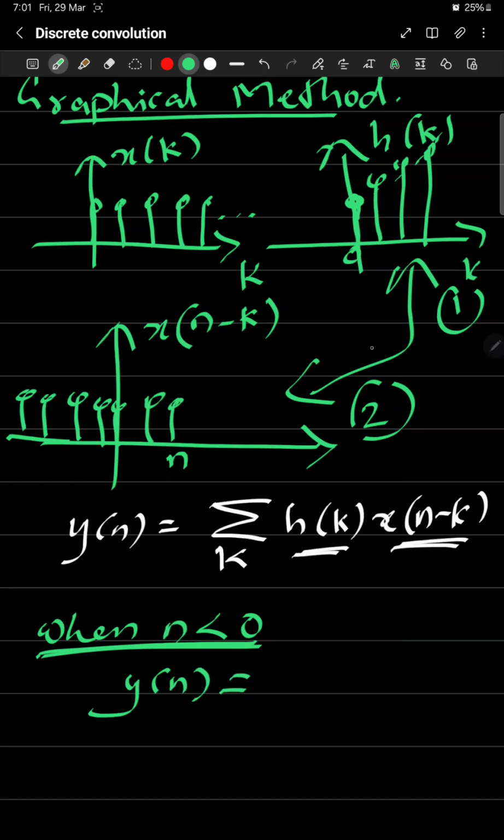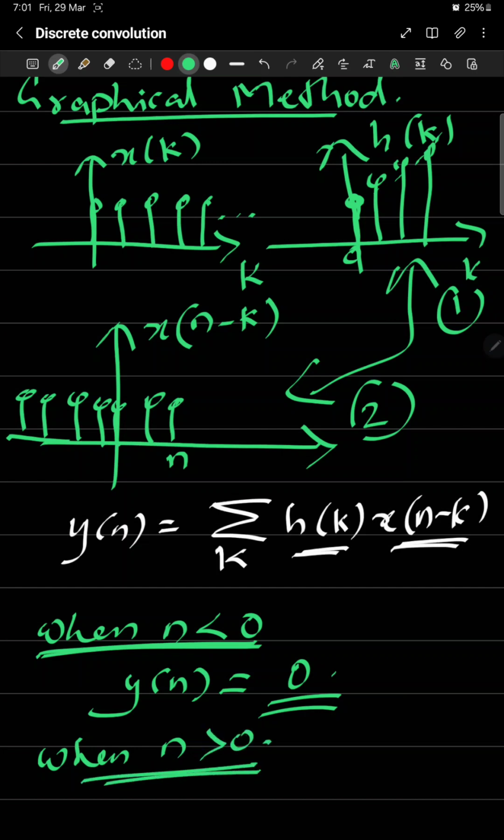Product of these two, product of 1 and 2 will be 0, you can say. Okay, there is no common point. Now next case, when value of n is greater than 0. So when n is greater than 0, you have to overlap the second signal.